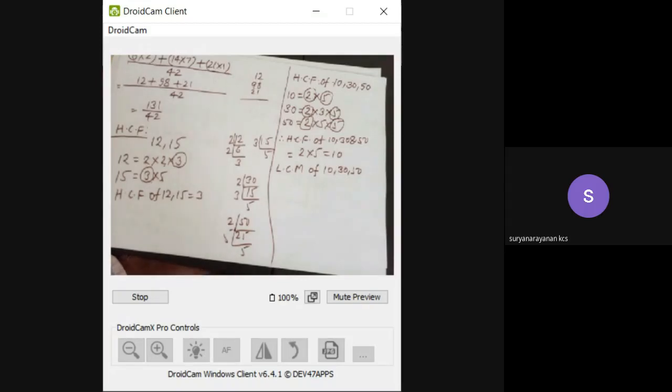Shanti, are you finding the LCM? Have you found it? What is the LCM of 10, 30 and 50? Shanti? Sir, one minute. Oh, okay. Make it fast, Amma. Make it fast.